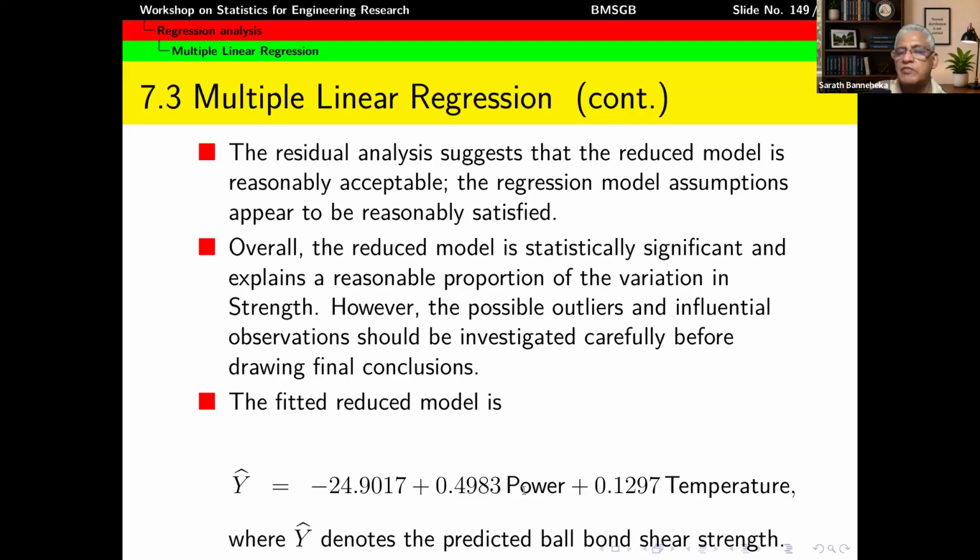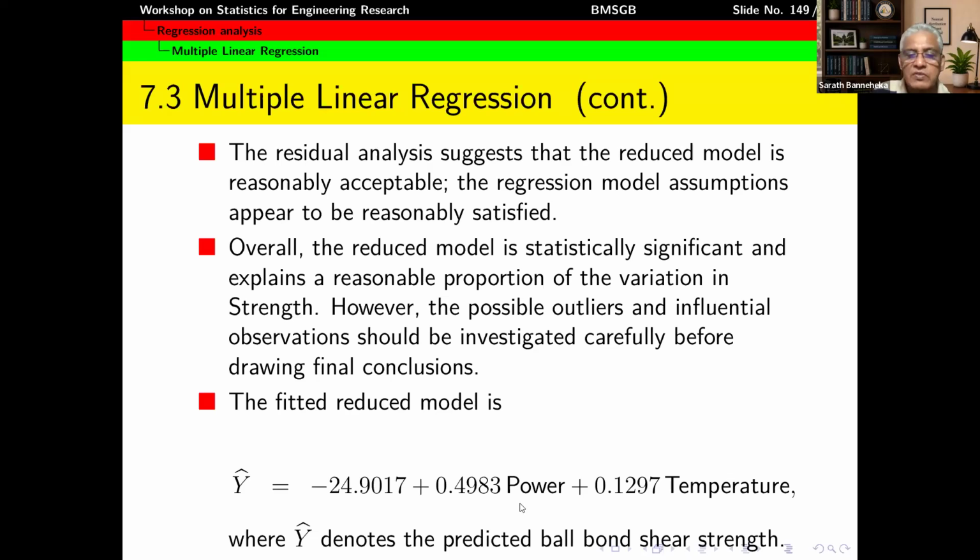So generally we say if, keeping temperature fixed, power is increased by 1 unit, then the strength will increase by a positive value. Therefore, it's increased by 0.4983 units on average. On average is important, right? And similarly, if you keep the power at a fixed level and you increase the temperature by 1 unit, according to the unit used in this experiment, then the strength will increase by 0.1297 units, again on average. So that's how you can interpret the effect of these two variables.